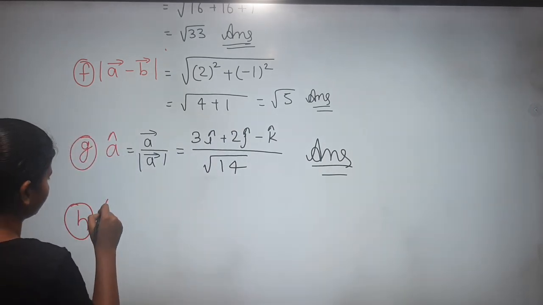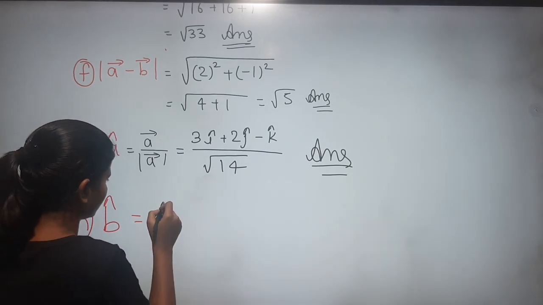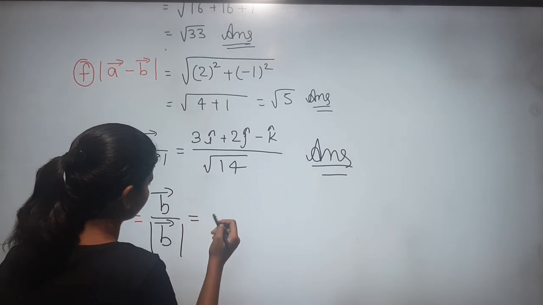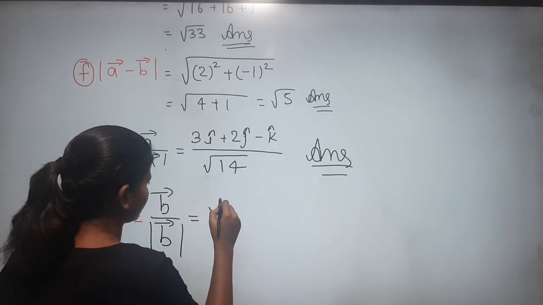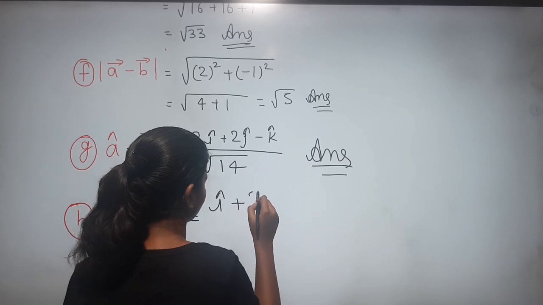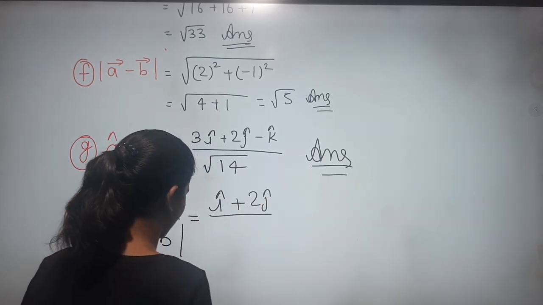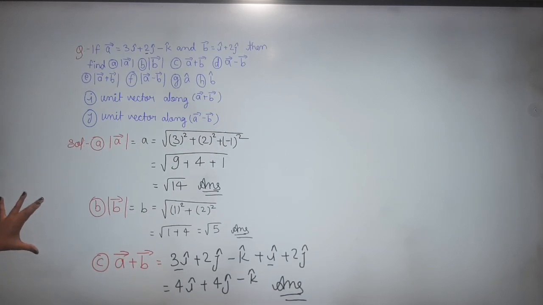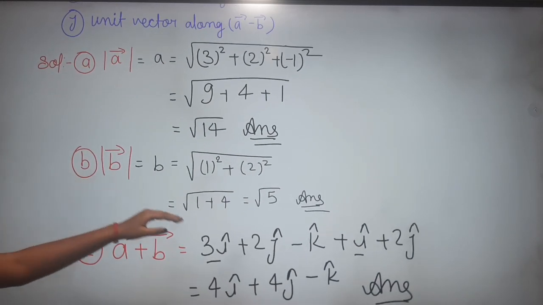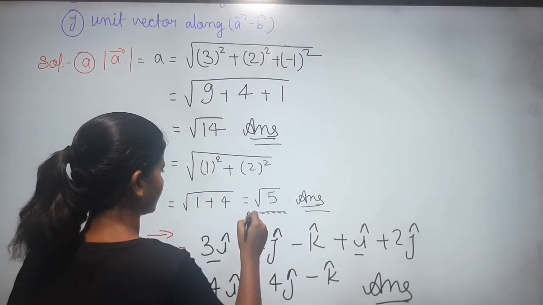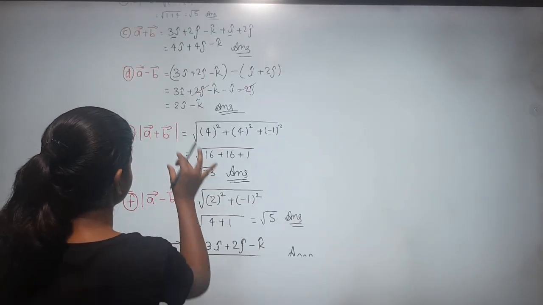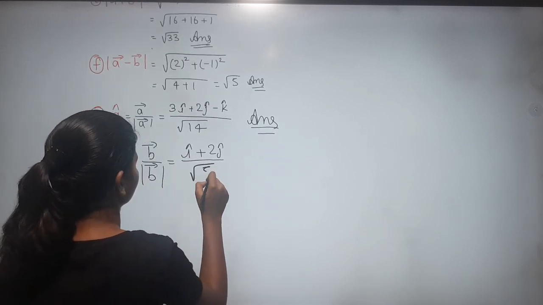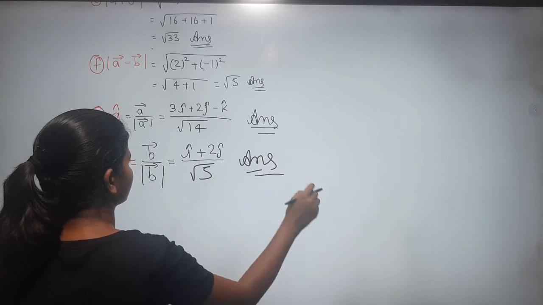Now we have to find b cap. So b vector by magnitude of b vector. b vector is given, that is i cap plus 2j cap, by the magnitude of the b vector, which we had already found, that is root 5. So here write root 5. This one is our answer.